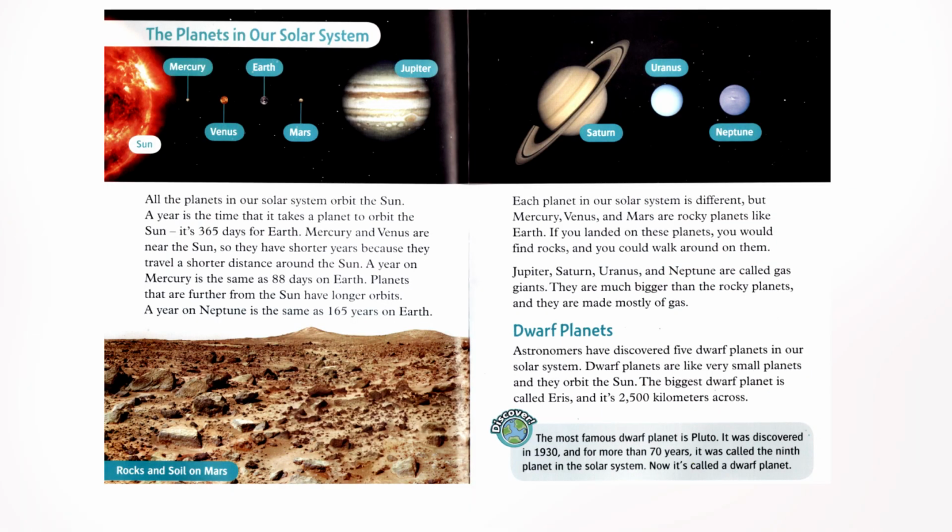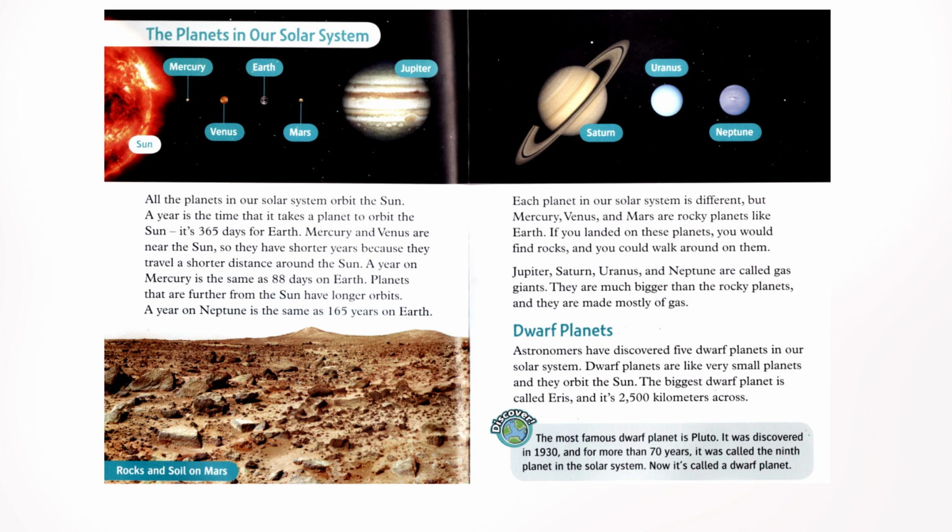The planets in our solar system. All the planets in our solar system orbit the sun. A year is the time that it takes a planet to orbit the sun. It's 365 days for Earth.